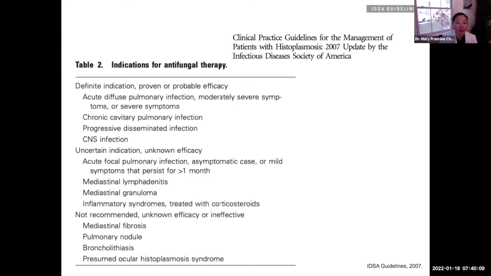So you have a definite indication for antifungal therapy. That's really with acute diffuse pulmonary infection with moderate to severe symptoms, chronic cavitary pulmonary infection, progressive disseminated infection, and CNS infection. Those that do not have any indications for antifungal therapy include your mediastinal fibrosis, pulmonary nodule, broncholithiasis, and presumed ocular histoplasmosis.